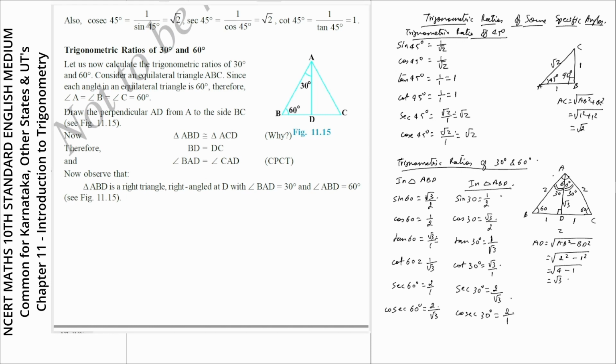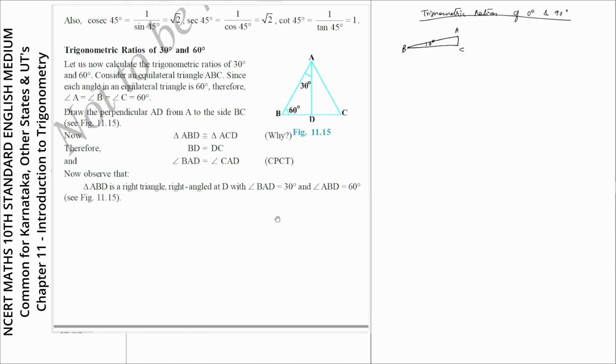So in all these cases, when it comes to the trigonometric ratios of 30 degree, you should consider this triangle, that is ABD. This is 60, angle D is 90, angle A is 30 degree. Okay, like this you should consider. So this is 2, this is root 3, and this is 1. Like this if you consider, you will get sin 30, cos 30, tan 30, cot 30, secant 30 and cosecant 30.